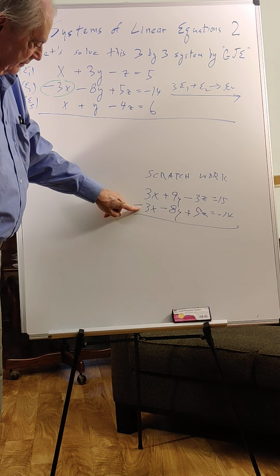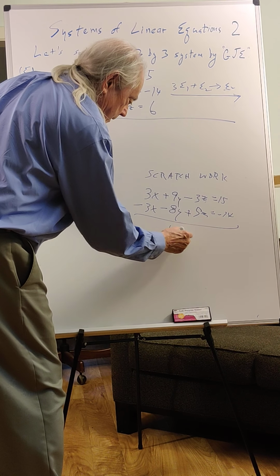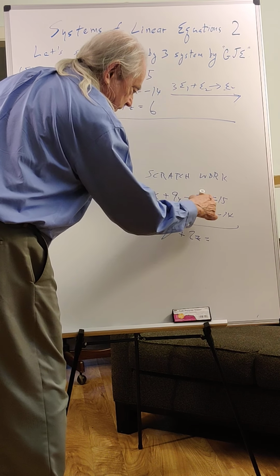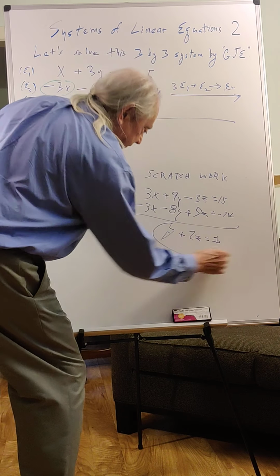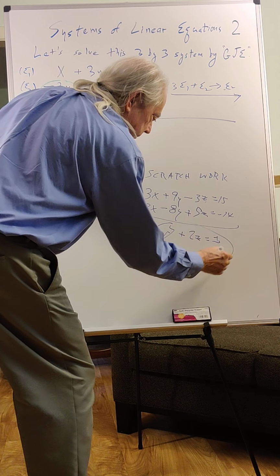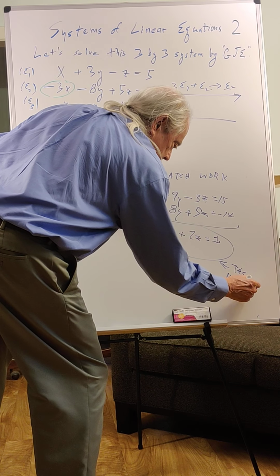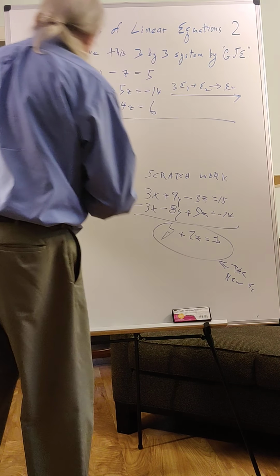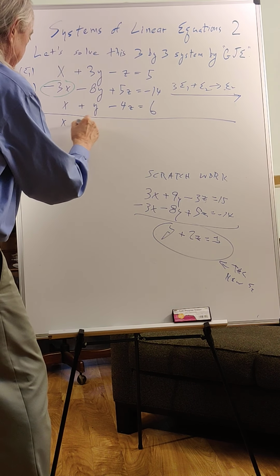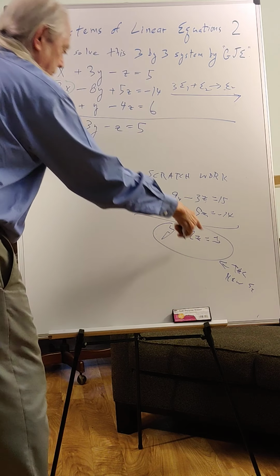So 3x minus 3x is 0. 9y minus 8y is y. And 5z minus 3z is 2z. And 15 minus 14 is 1. So this is the new equation. This is the new equation that replaces this one, the new E2. So we're going to copy the system over, and replace this equation with this one.